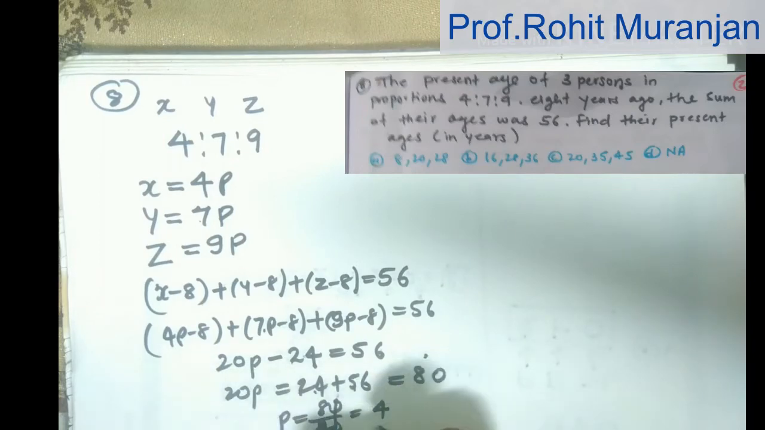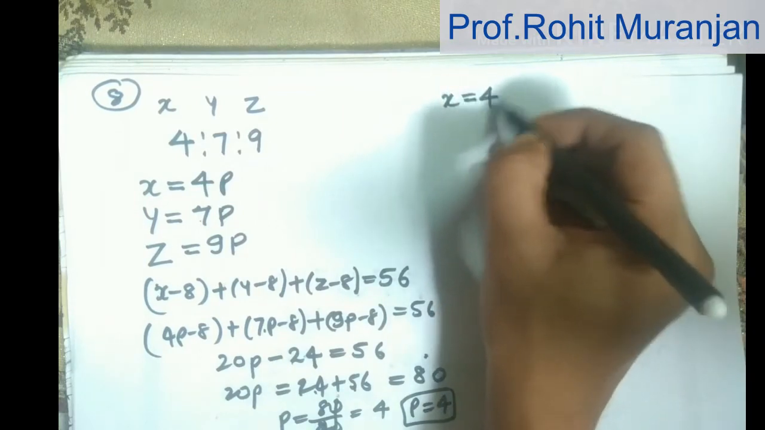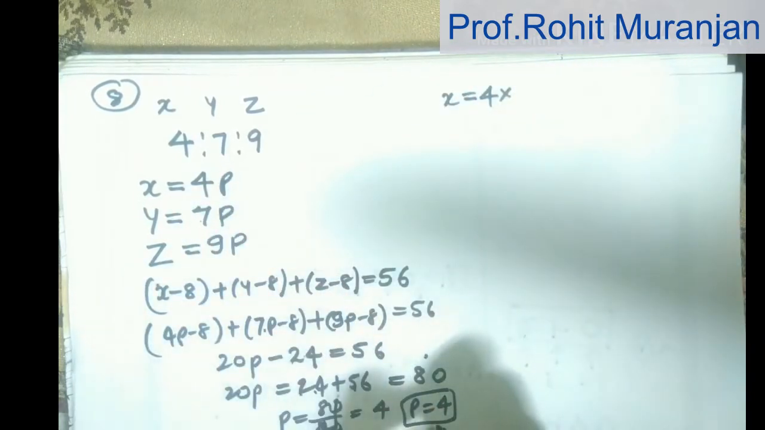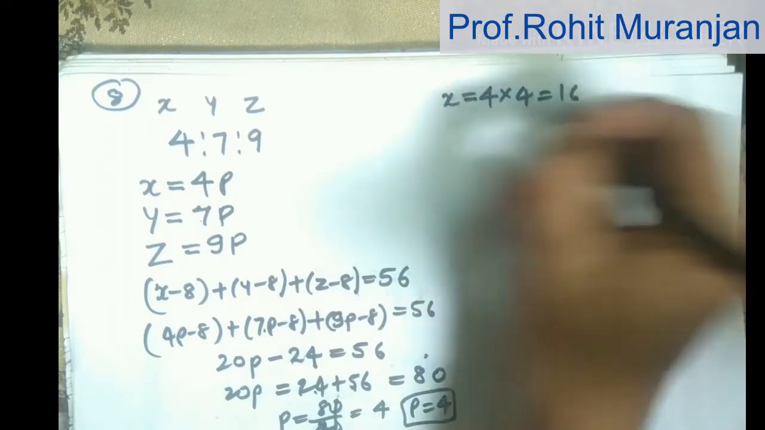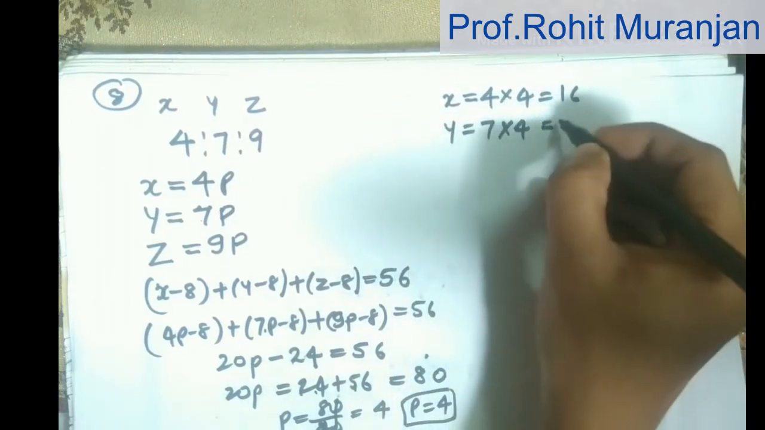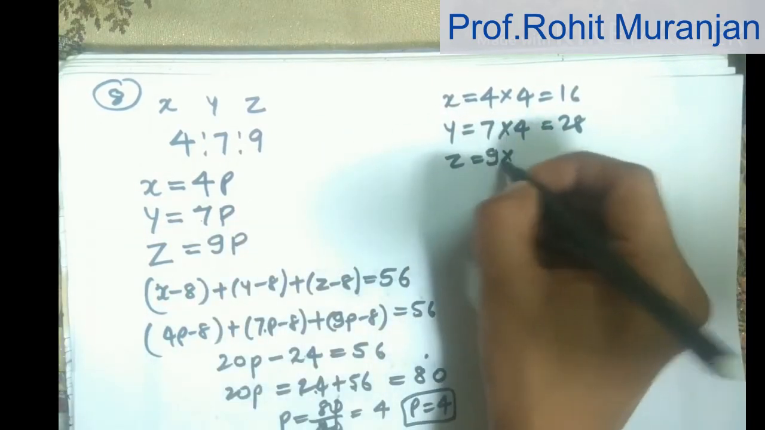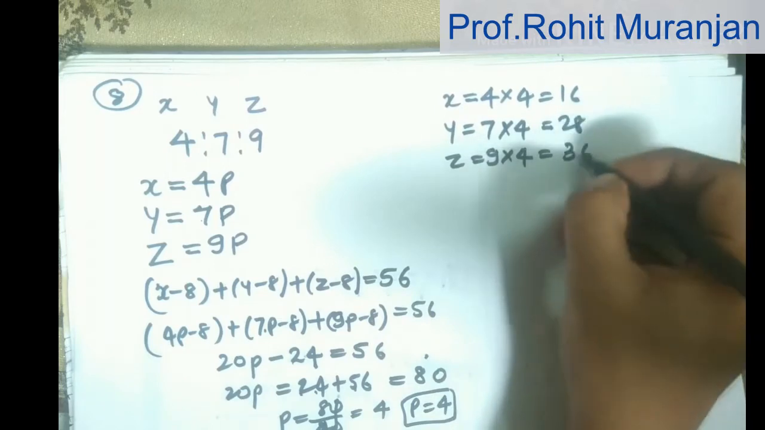So the value of P we got is 4. Okay, now what is the current age of the first person? 4 into the value of P we just found, 4. So this is 16. So the current age of the second person is 7p means what? 7 into 4, this is 28. And the current age of the third person is 9 into 4, which equals 36.